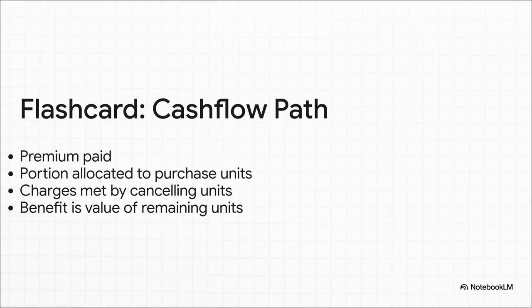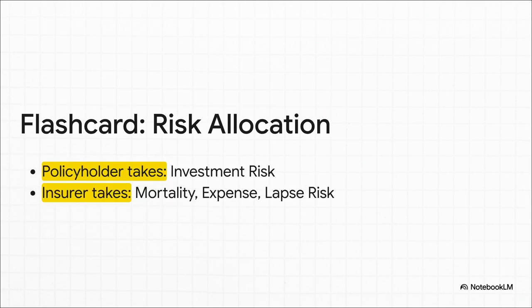Next flashcard, the cash flow path. It's simple. Premium comes in, a portion of it buys units. Then, the insurer cancels some of those units to pay for their charges. And what's the benefit? It's just the value of whatever units are left at the end. Easy.